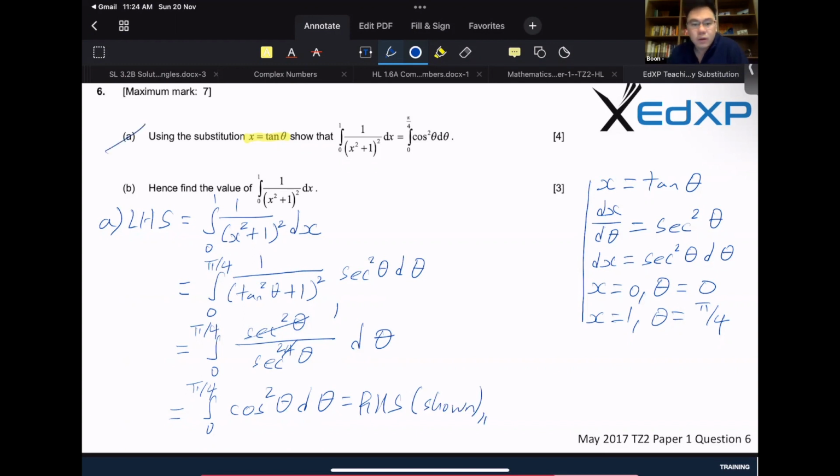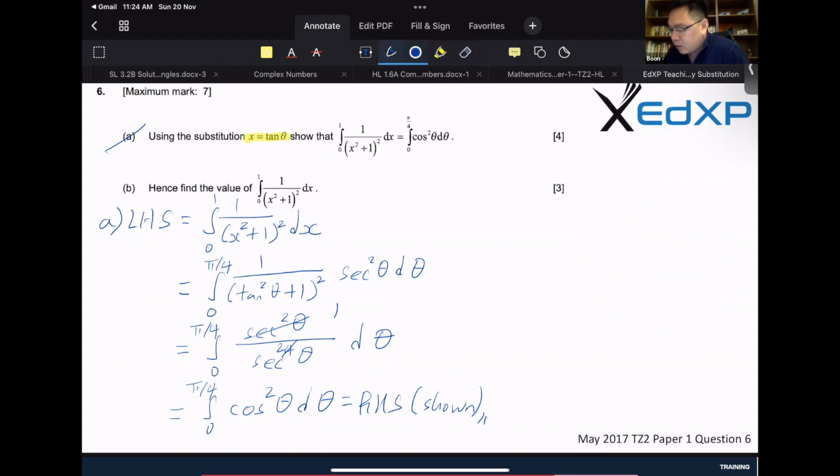And that is for part A. Let's move on to part B. I want to evaluate this. This question is quite nice. It kind of breaks it up into two different parts for us, takes us step by step. So for part B, we know that part B is similar to my right-hand side in part A.